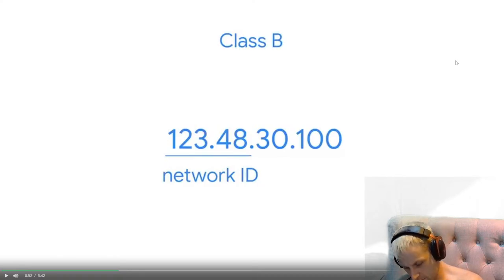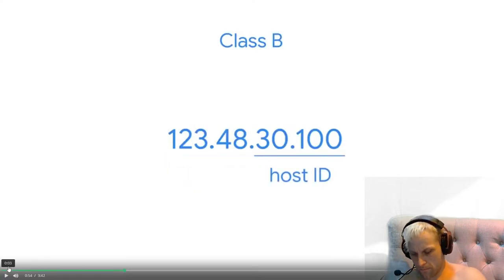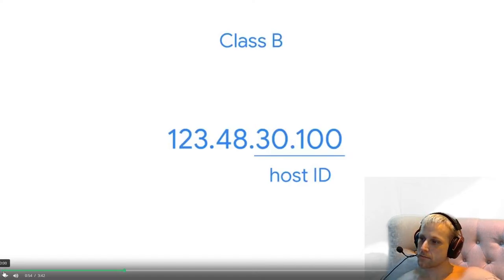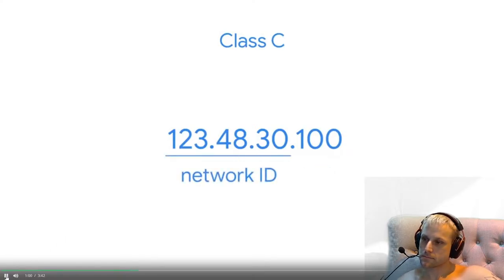Zero. The first two are network. And the other two are host. For the network ID, and the second two are used for the host ID. Class C addresses, as you might have guessed, are those where the first three octets.